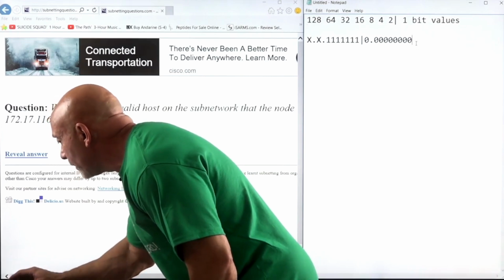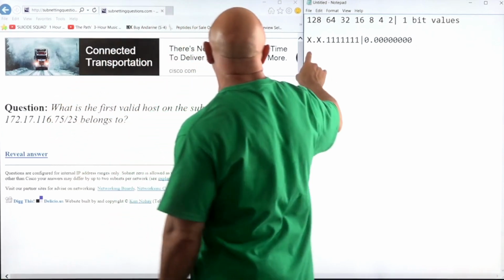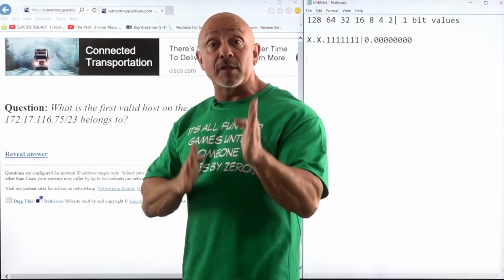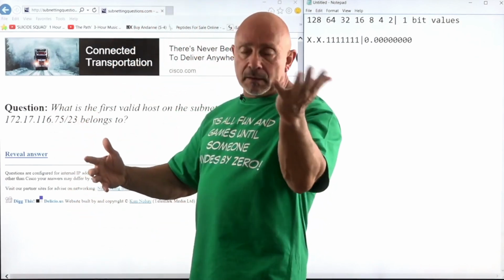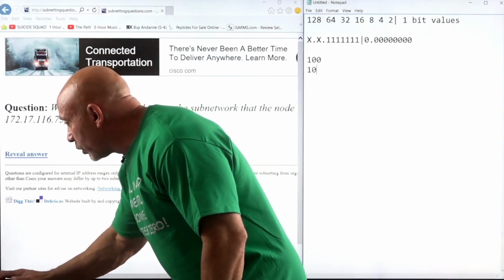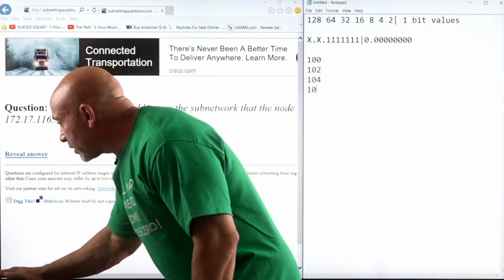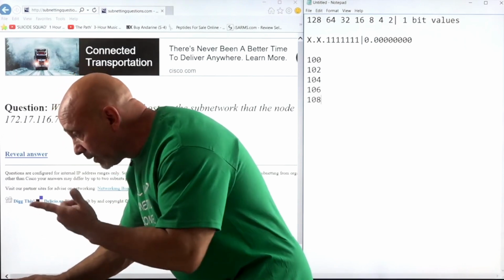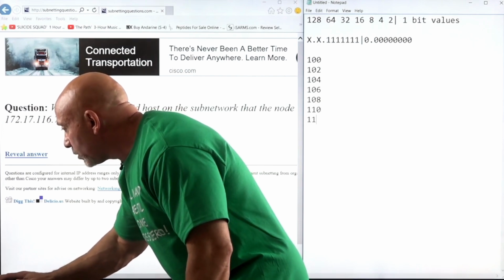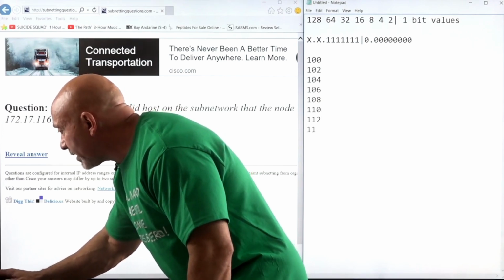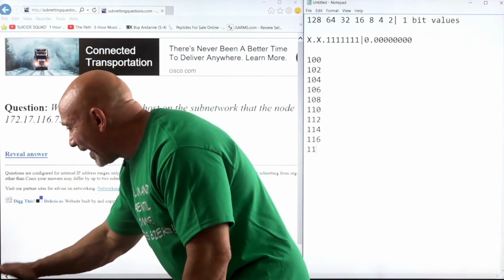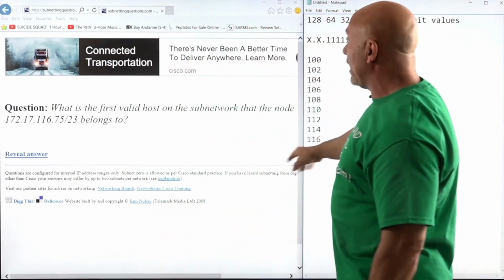I took a number that I can multiply by 2. The numbers that I'm going to put here, without the x.x, are just the third octet, because the third octet is what we're working in. So I took a number, let's say 50, just to say 2 times 50 is 100. Then we got 102, 104, 106, 108, 110, 112, 114, and 116. Well, and then we go one more, 118. So 116, that's the number we're looking for.